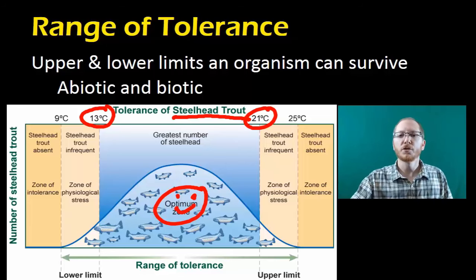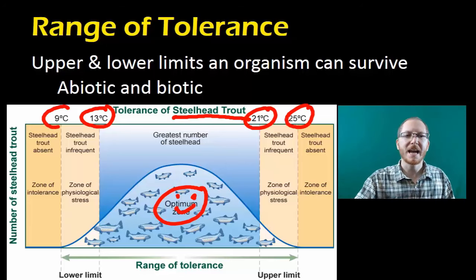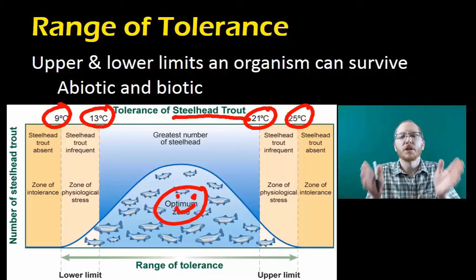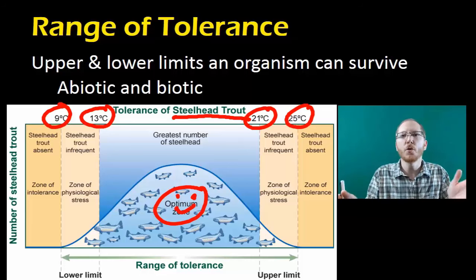So in these zones of stress, you'll see that you're going to get fewer individuals because more of them are dying and fewer of them are reproducing, but they're not gone. You can still see some individuals. It's just rarer. And then eventually you get out here to 25 degrees and 9 degrees where it's the zone of intolerance. This is where you cannot survive. So if we get out to those extremes, too hot or too cold, there will be no steelhead trout. They cannot survive in those temperatures.